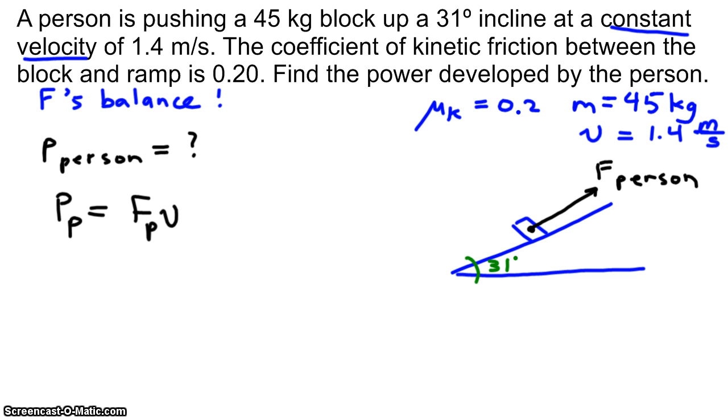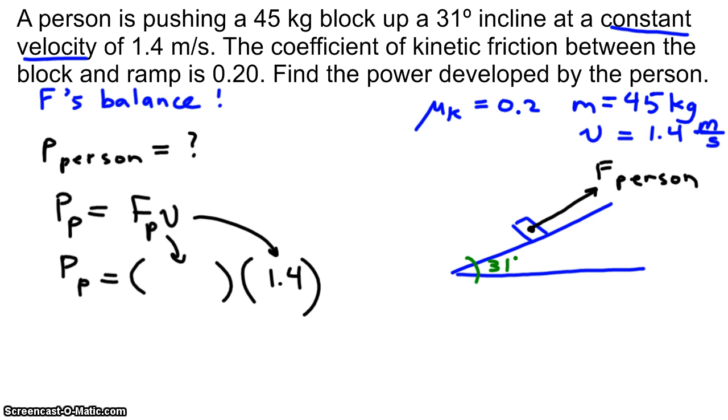All right, so we see by inspecting the equation, that right there is our unknown, so I put a question mark. We need to know two things to find the power of the person. One thing is the force of the person, and the other thing is the speed. We have the speed, but we don't have the force of the person. So before we even use this equation, we are going to first find the person's force. And then once we find the value of the person's force, we'll plug it in right there, along with the value of 1.4 for the speed, right? That's the value we were given.